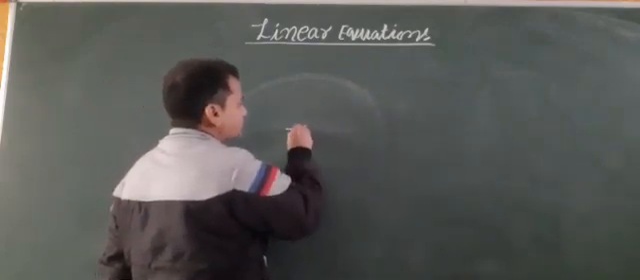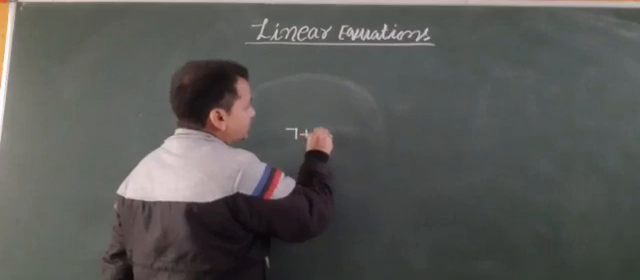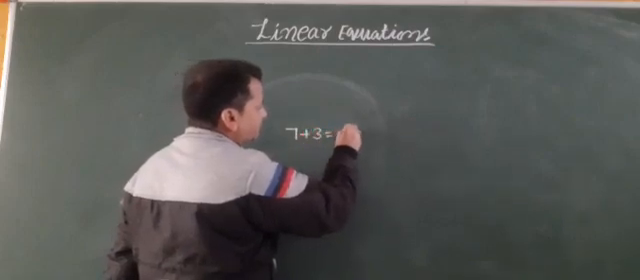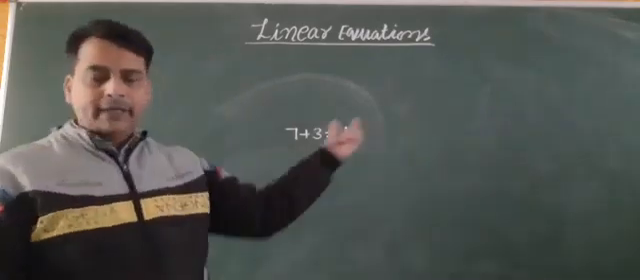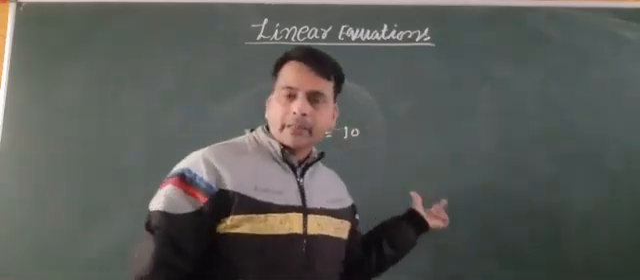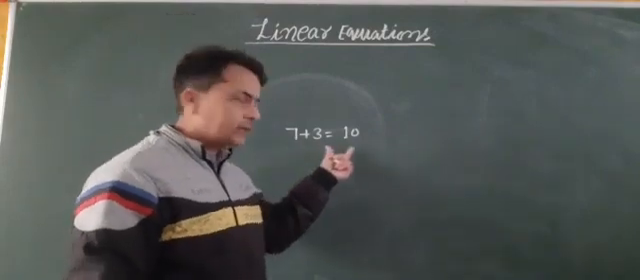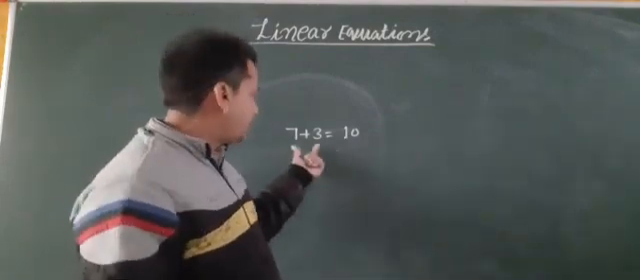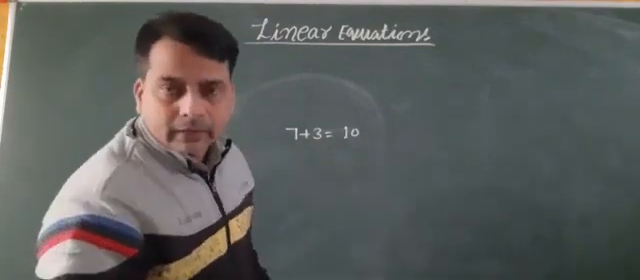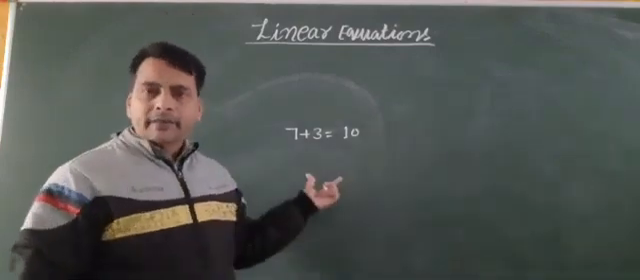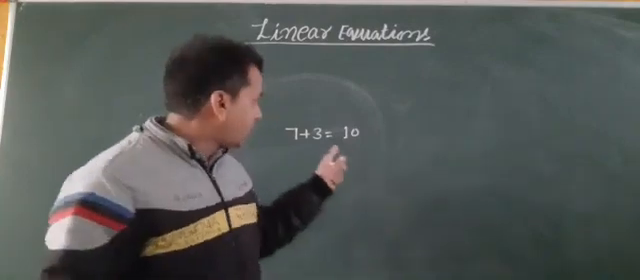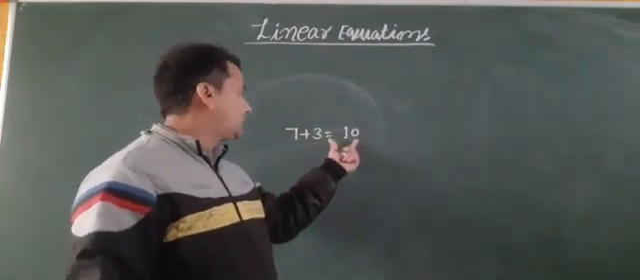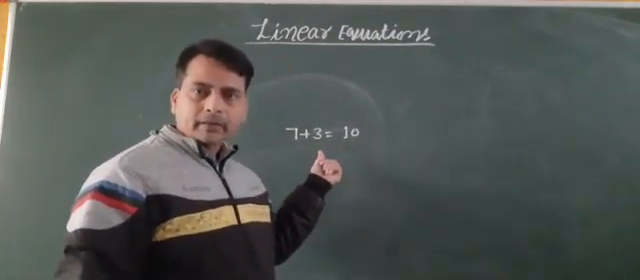7 plus 3 equal to 10. The above statement makes a complete sense. 7 plus 3 equal to 10. The statement makes a complete sense. The above sentence has two arithmetical expressions and the sign of equality between them.